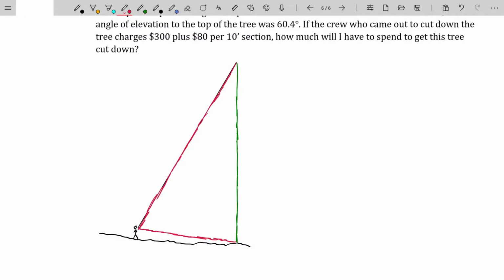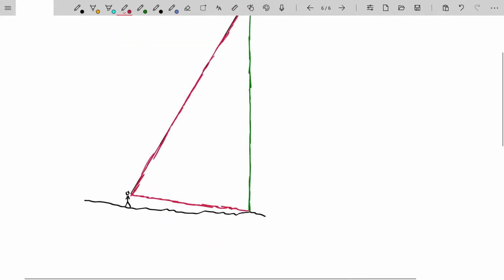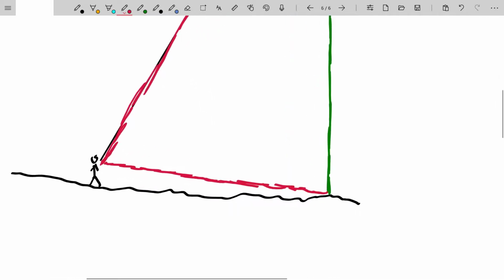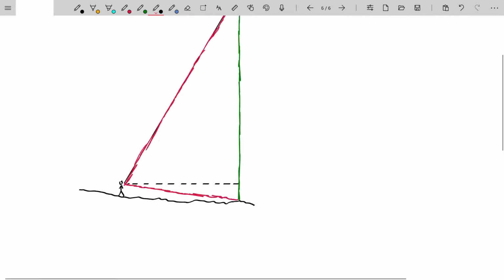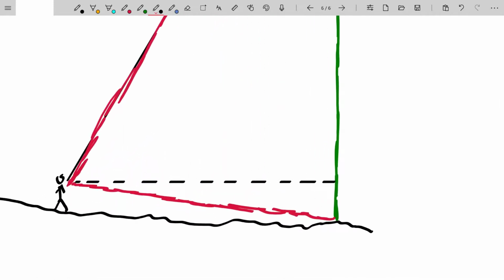All right, so this is what it looks like. I have a big old tall tree there, and I stood 42 feet away. I should probably have drawn that in. There we go. So this directed distance to the tree itself was 42 feet.